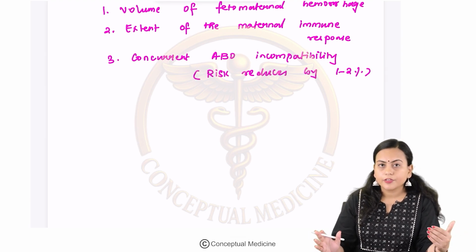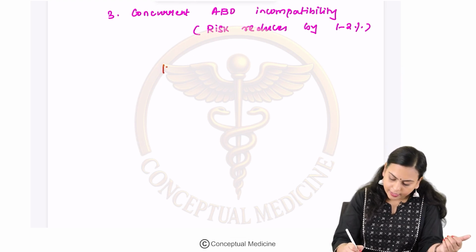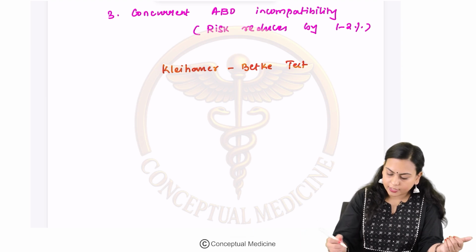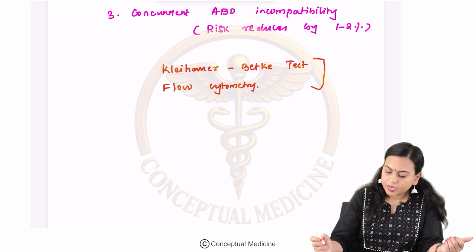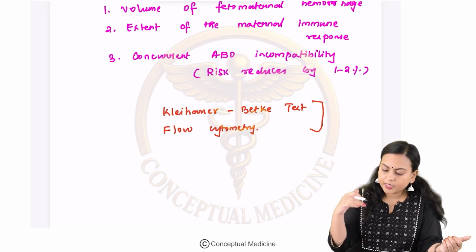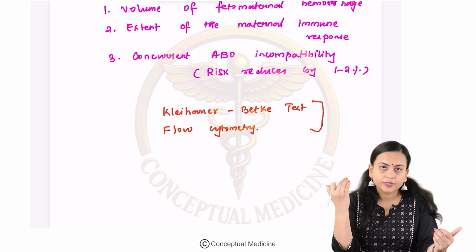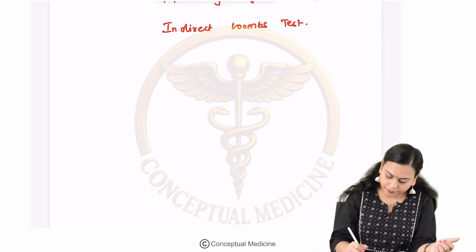Now, to check the volume of fetal-maternal hemorrhage that has occurred, we can do either Kleihauer-Betke test or flow cytometry, okay. And to find the extent of maternal immune response, that is whether the mother is sensitized or not, we will be doing indirect Coombs test. Now, we will see about Kleihauer-Betke test.